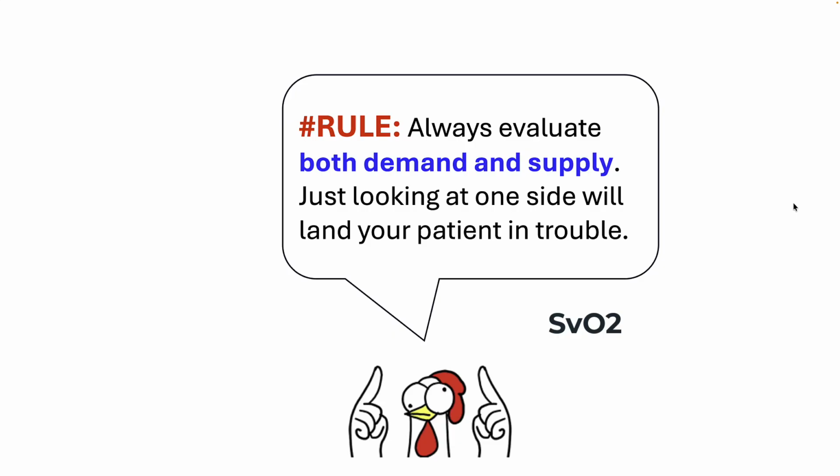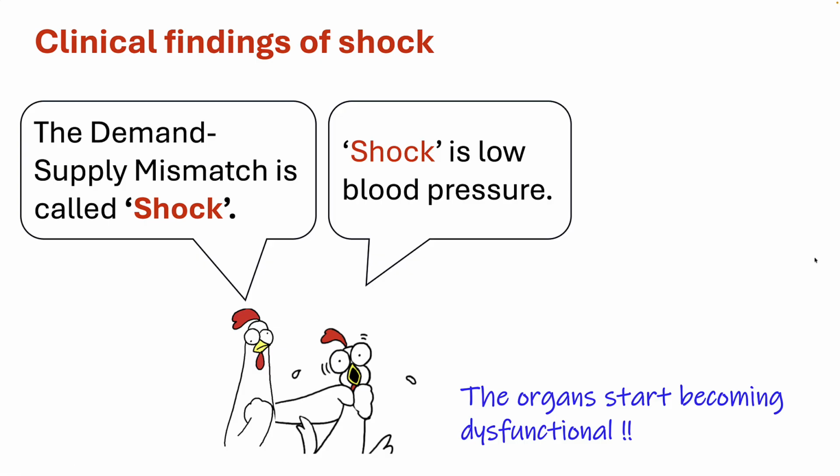That is the venous saturation that is measured in the pulmonary artery. So what you're looking for are clinical findings of shock. Shock is defined as demand-supply mismatch in the tissues. Shock is not low blood pressure. Low blood pressure is just one of the reasons for shock. You can actually have shock with normal blood pressure.